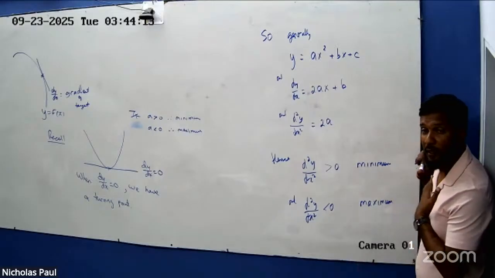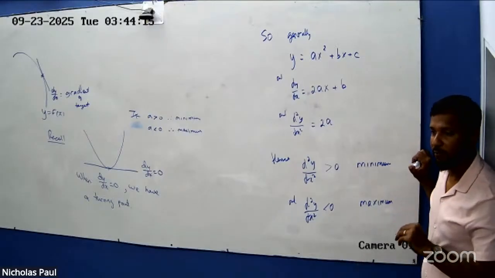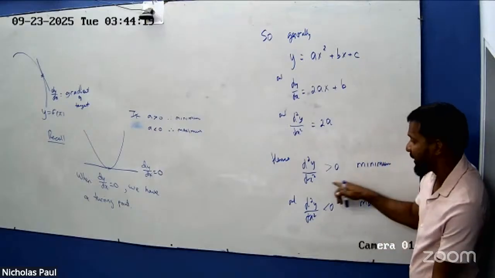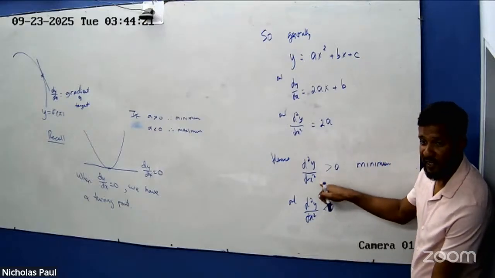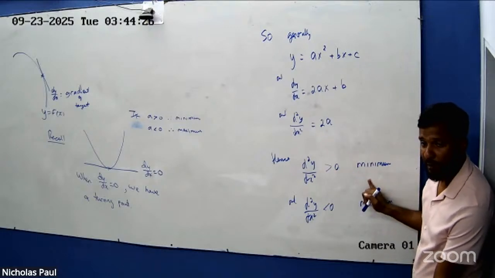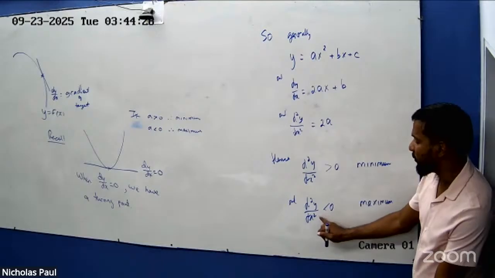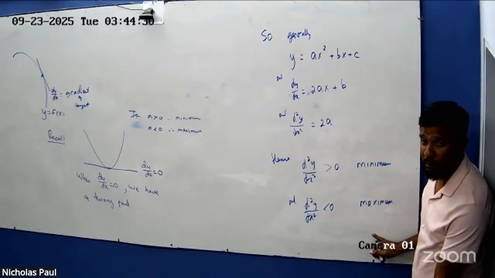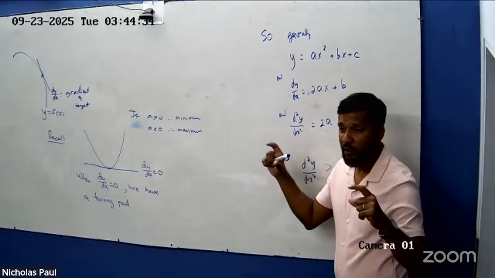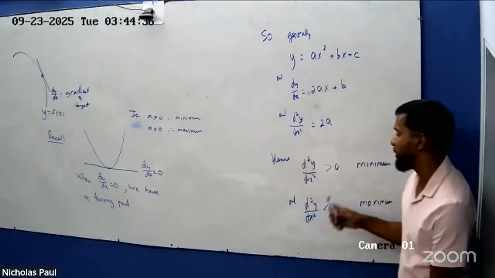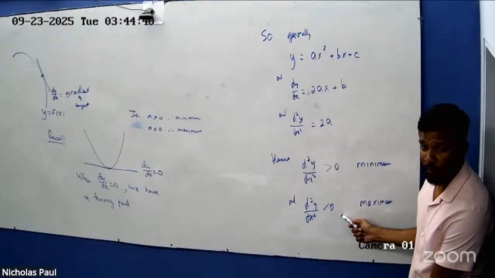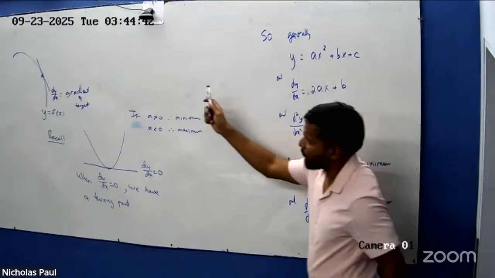So in short, here's what you need. To determine if something is max or min, you have to check the second differential. If the second differential turns out to be more than 0, it's a minimum. If the second differential turns out to be less than 0, it's a maximum. So it's real simple. I'm going to give you an equation. You have to differentiate and check whether the value is more than or less than 0. That's all. Okay? Copy it down.